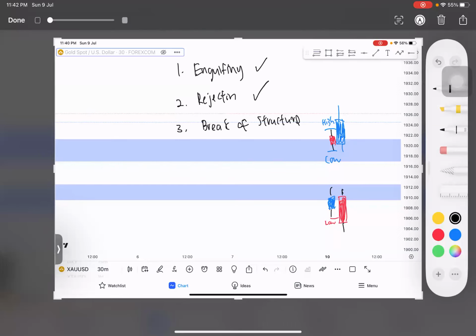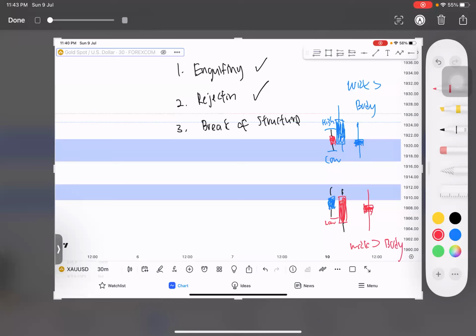The rejection, I think I already explained just now, but never mind, I can explain again. For the buy, you can wait for a bullish candlestick that has a longer wick than the body. It doesn't matter where the body forms, just make sure the wick is longer than the body. For selling, you wait for a bearish candlestick that has a longer wick than the body. Same thing, wick longer than body.